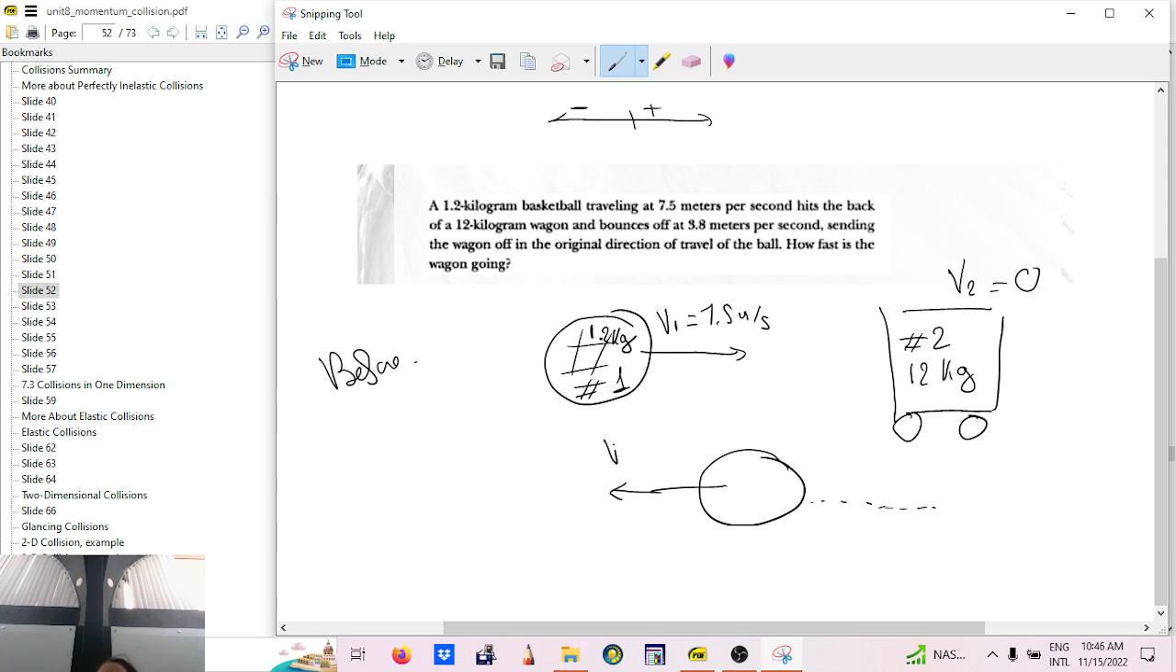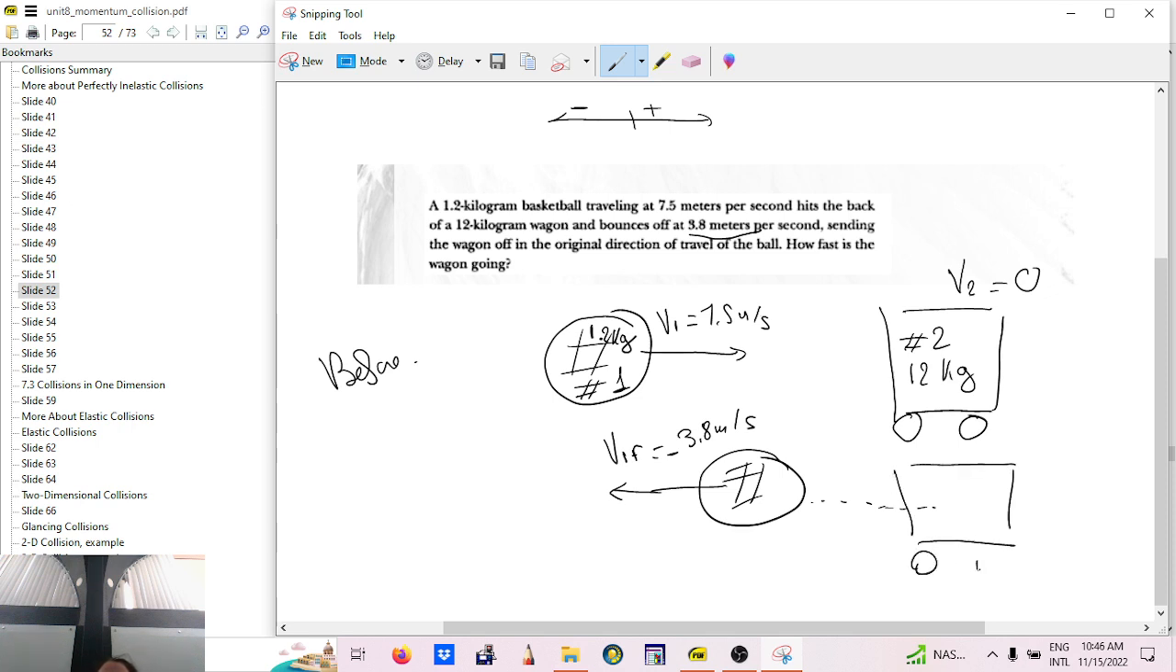It says it's bouncing back. Because it's bouncing back, you have to be very careful here to put a negative 8 meters per second. It hits the 12 kilogram wagon and bounces off at V1 final. The drawing is good, but it's V1 final. So it bounces back, sending the wagon off.